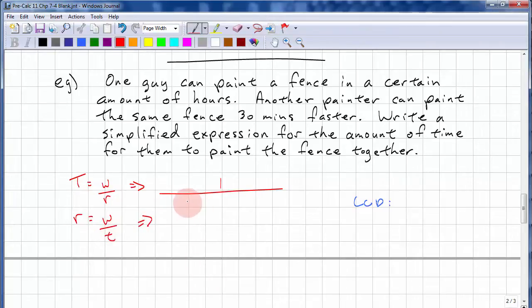So the first painter, we don't know what his rate is, so we'll just say X hours. The other painter, now it's very important to be careful, faster in this case means less time. So it's X minus, and we need to use the same units. We're using hours here. So 30 minutes is half an hour. So his time is X minus a half. Our lowest common denominator is X times X minus a half.